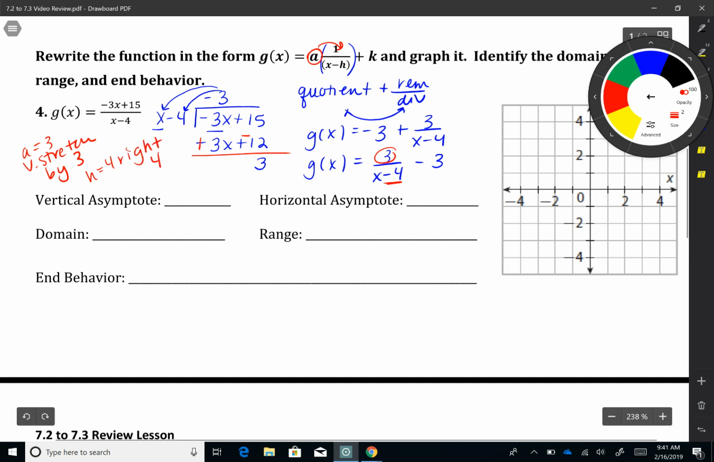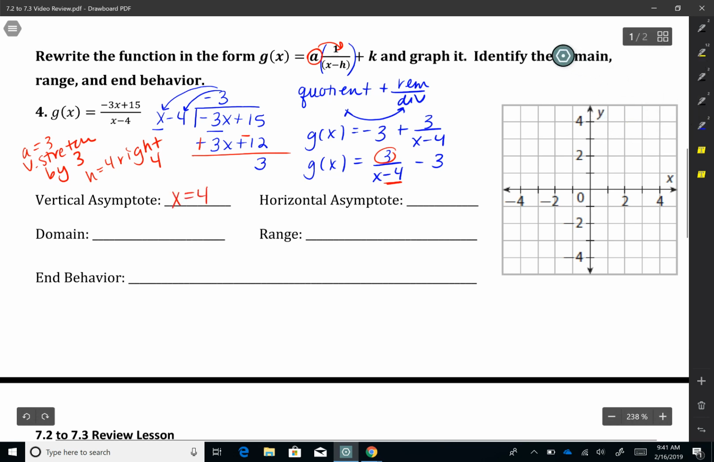Okay. So that's my vertical asymptote. It's at x equals 4. I'm going to go ahead and put that right here. Okay, my k value right here is -3. So that means down 3. So my horizontal asymptote is at y equals -3. And that is right here. Okay, domain and range then. Domain is a set of x values such that x does not equal 4. Range is the set of y values such that y does not equal -3.